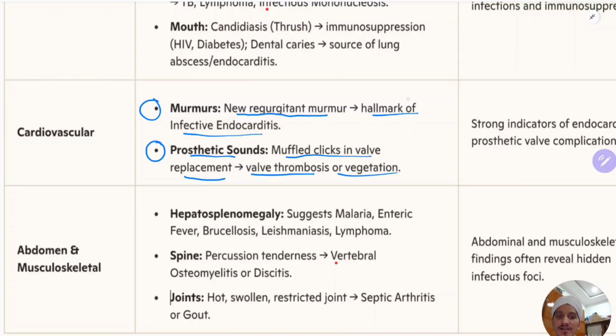Again here, pulmonary is not given. So in pulmonary, you can have crepitations.